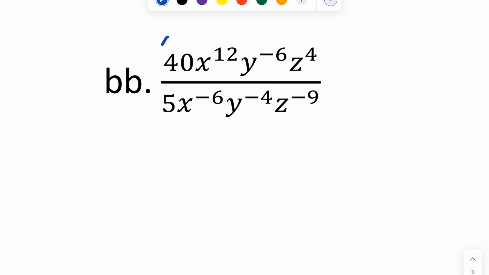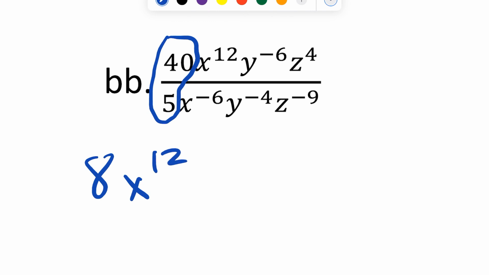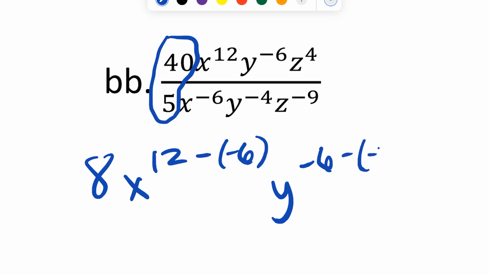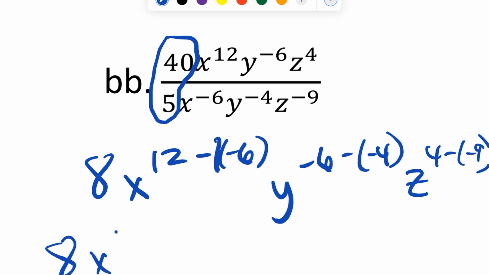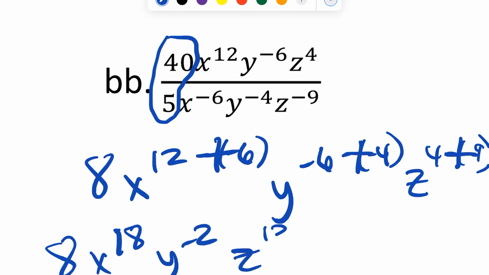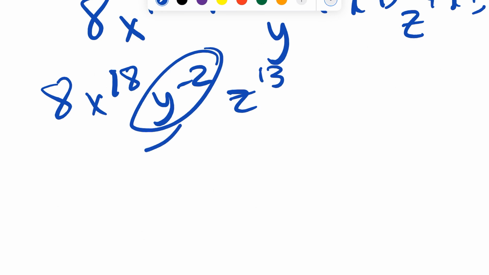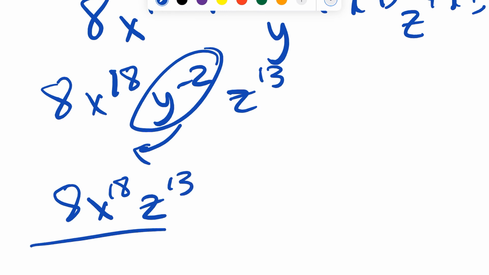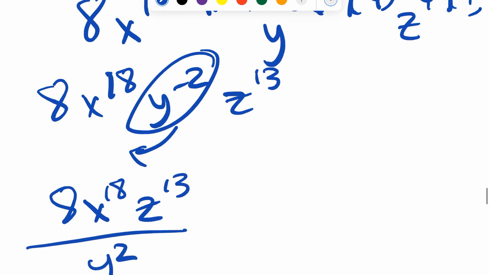This one, look at my coefficients first. That would get me 8. Then I have 12 minus negative 6 for x, negative 6 minus negative 4 for y, 4 minus negative 9 for z. So I get 8x to the, remember that turns to a plus sign, 18. y, that turns to a plus sign, so negative 2, turns to a plus sign, z to the 13th. Can't have a negative exponent, so it's going to move downstairs. 8x to the 18th, z to the 13th, over y squared.